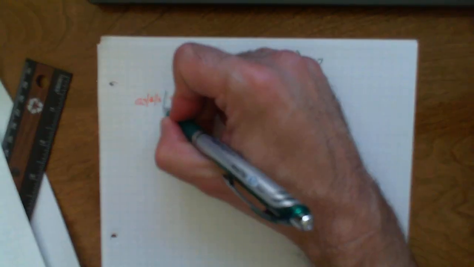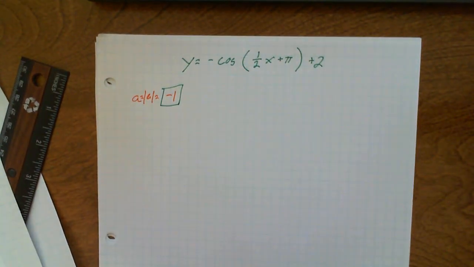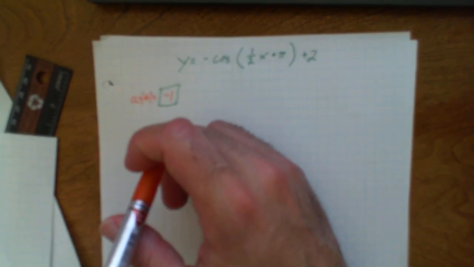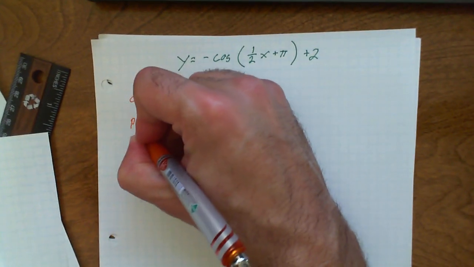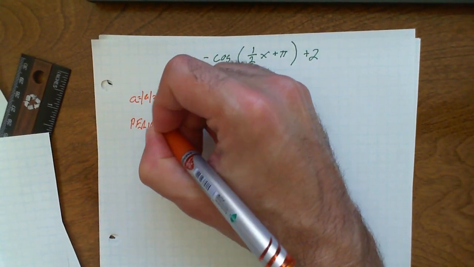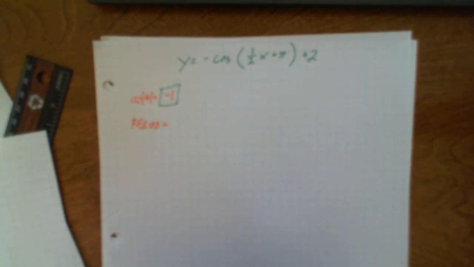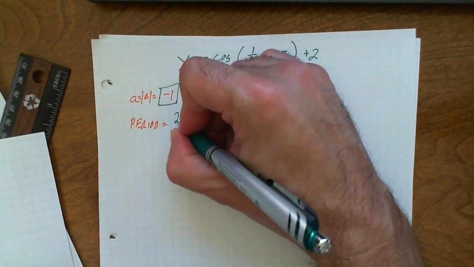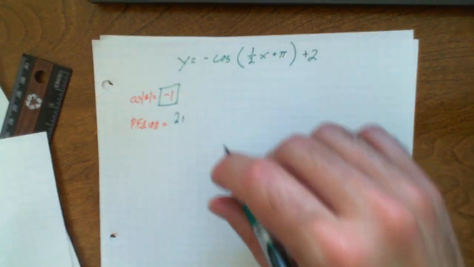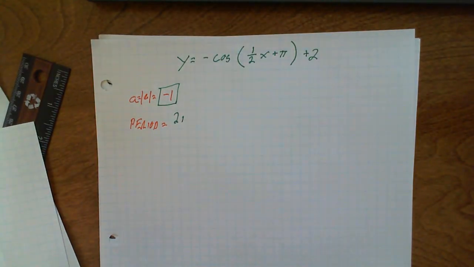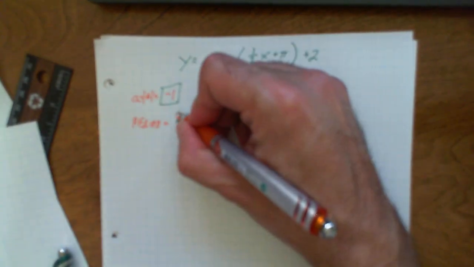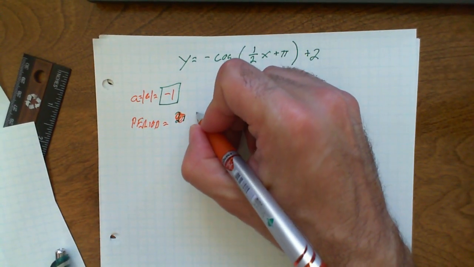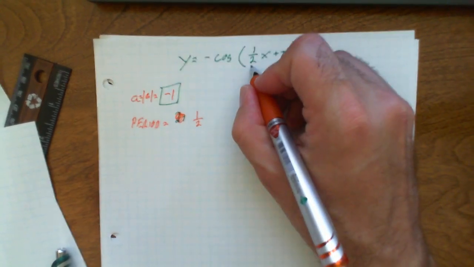I'm going to circle this in green. Sorry, I just started writing in orange. Okay. The period is equal to, sorry. Hang on, ignore that. Period is equal to 1/2, which is my B.